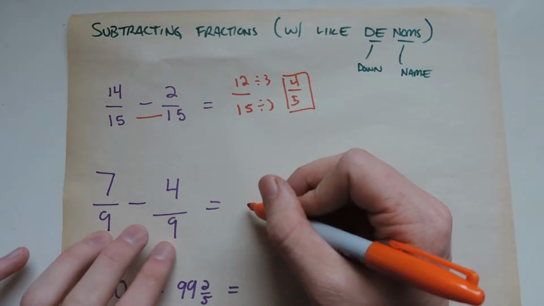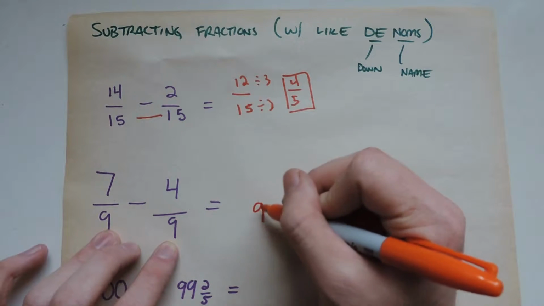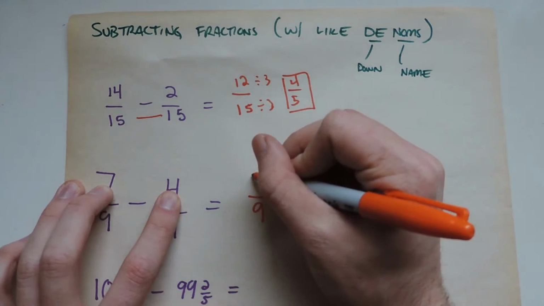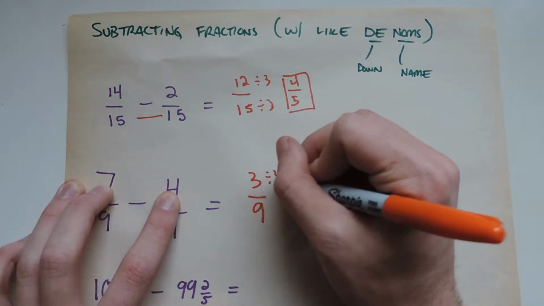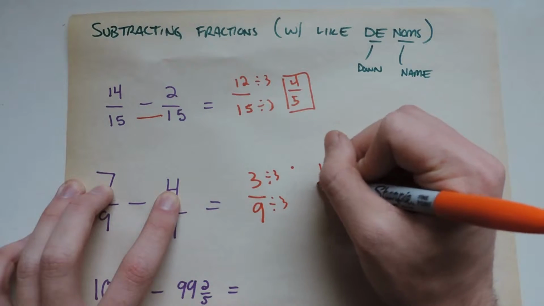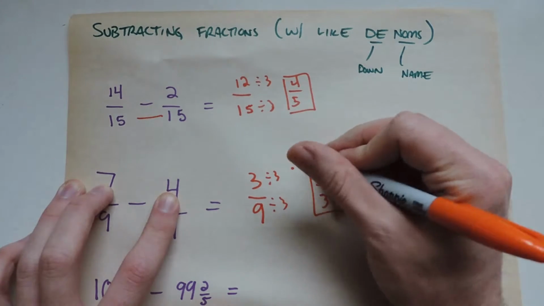And so here our denominator is 9. So we're just going to keep that. And then just do our simple subtraction up top. And then we're just going to reduce. We can take a 3 out of this and get a 1 over 3.